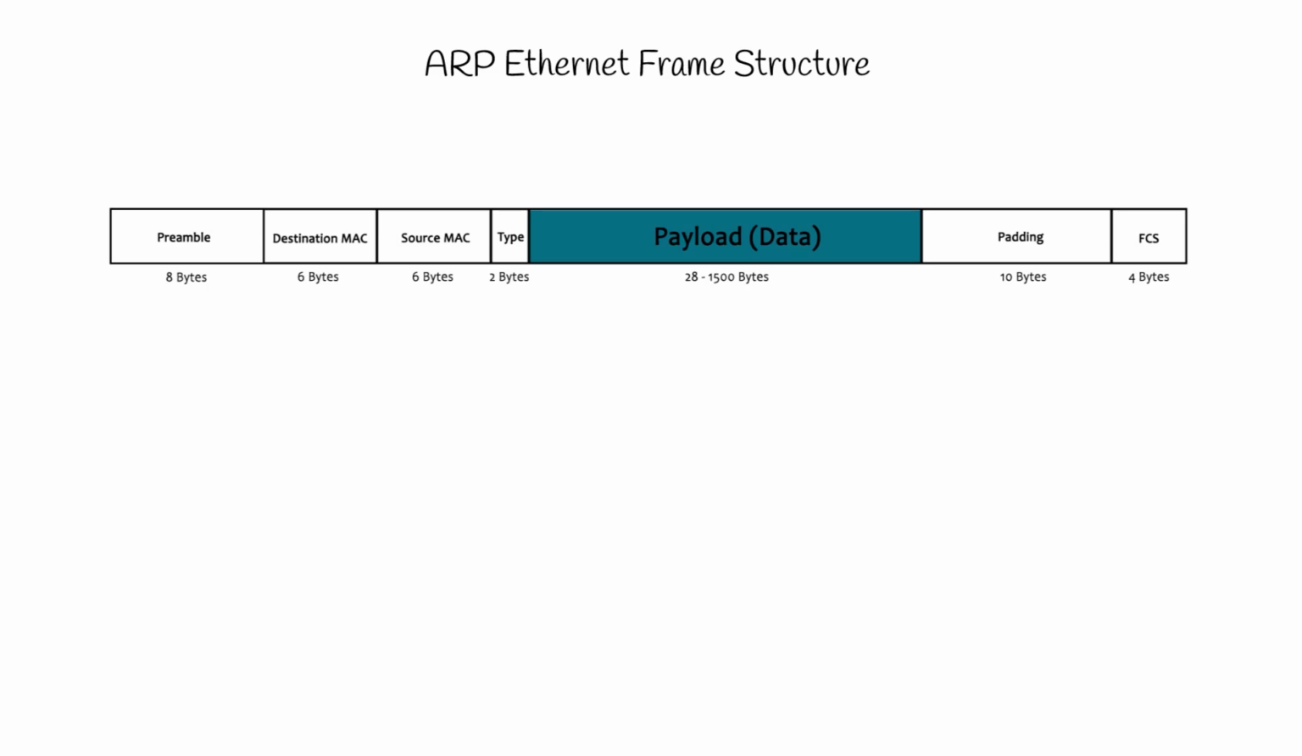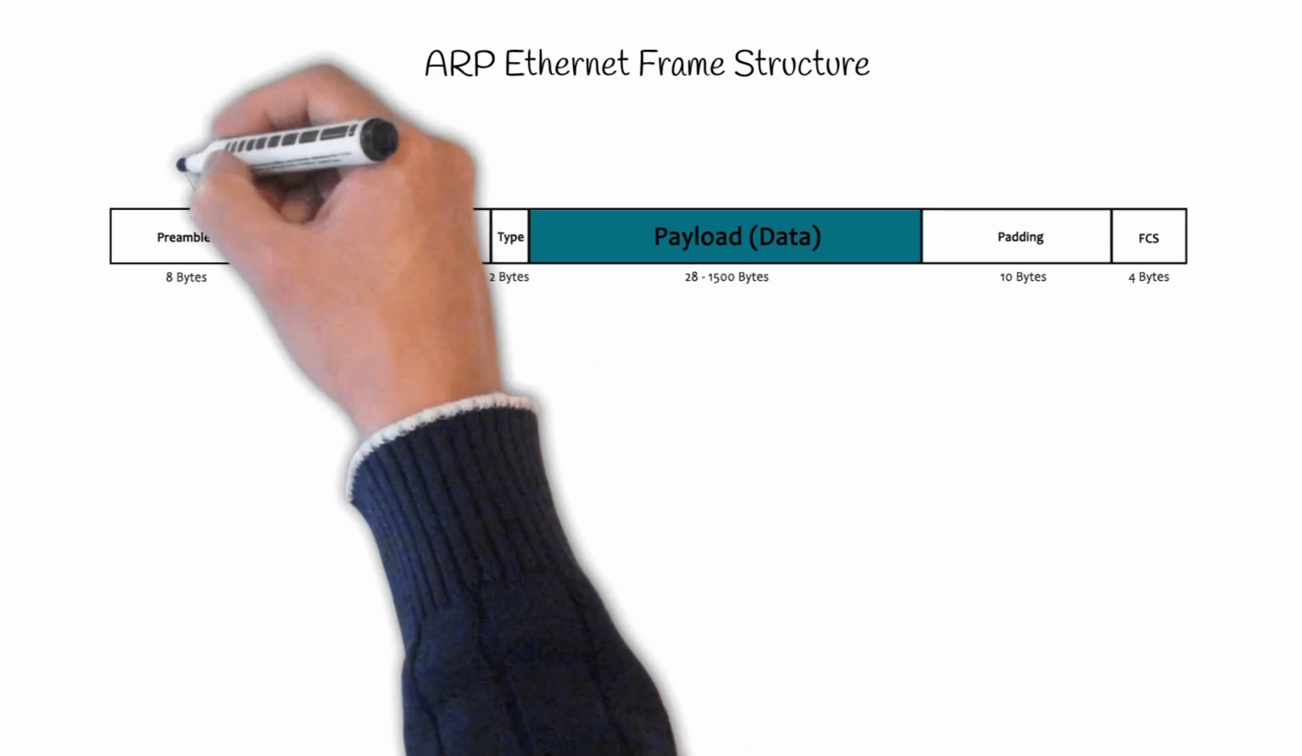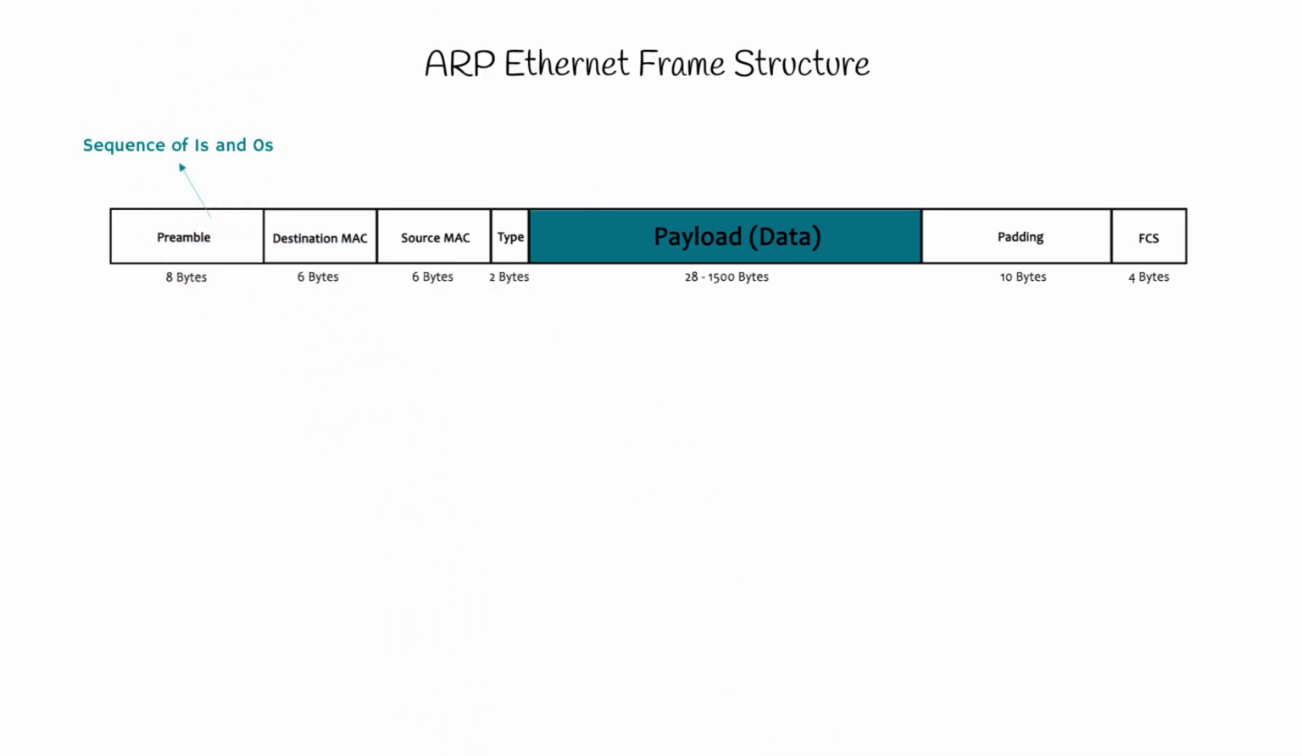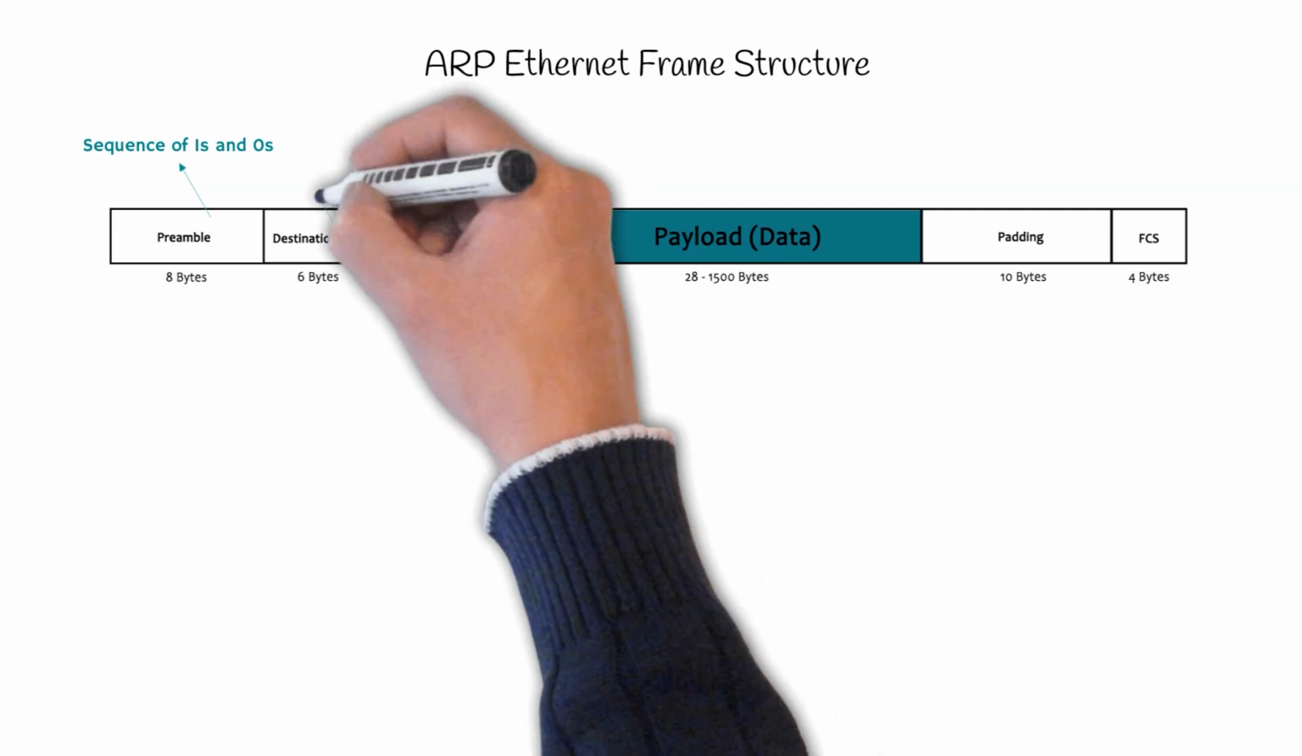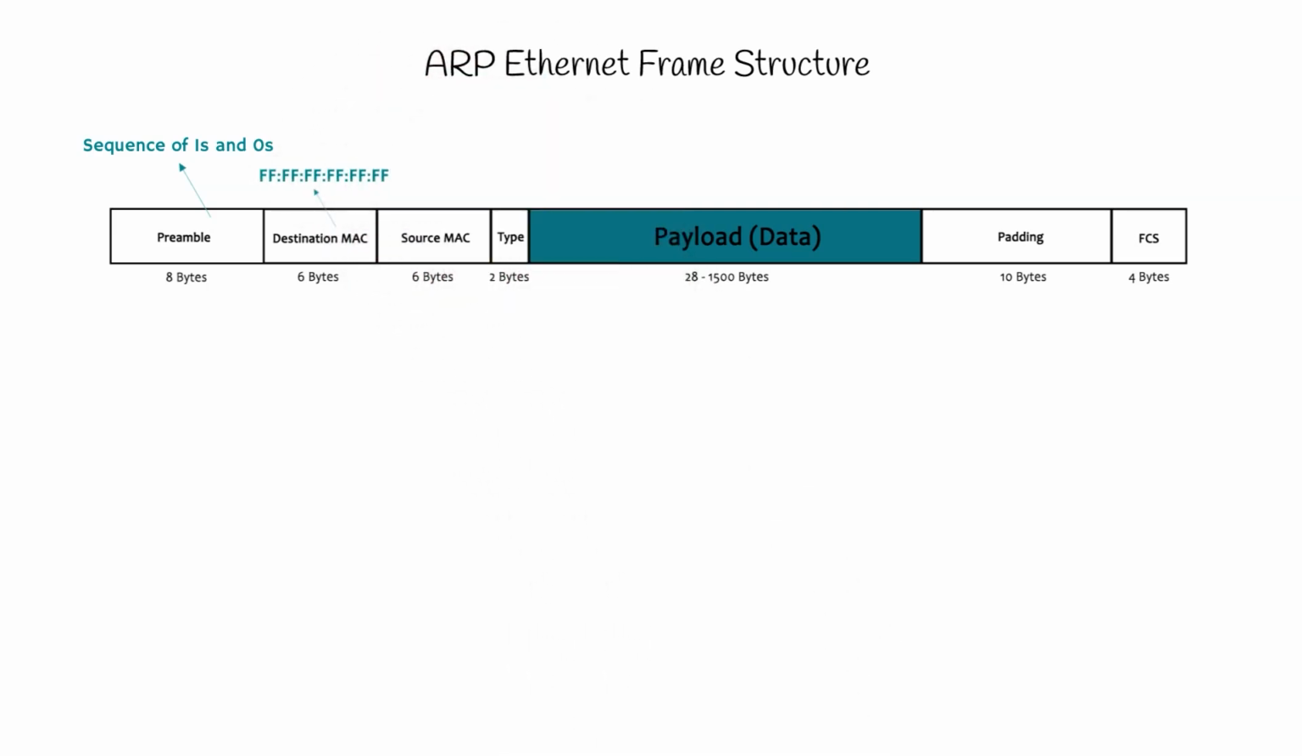When the ARP protocol is used in an Ethernet network, the ARP message is encapsulated within an Ethernet frame, which includes several key fields. Preamble is a sequence of alternating ones and zeros that allows network devices to synchronize their clocks before data transmission begins. Destination MAC address is the MAC address of the target device. In the case of an ARP request, this is typically a broadcast address since the sender does not yet know the MAC address of the target.